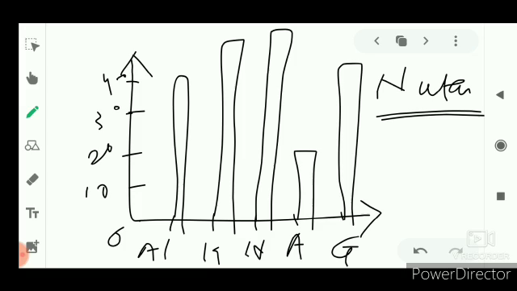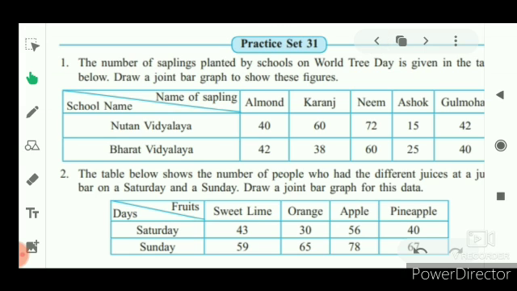For one school we can draw the graph like this, but here we have to draw the joint bar graph. So how would we draw? In the same graph we will join the entries of the other school in the bars of this. Bharat Vidyalaya has 42 saplings of almond, 38 of karanj, 60 of neem, 25 of ashok, and 40 of gulmohar. So let's join these on that graph.